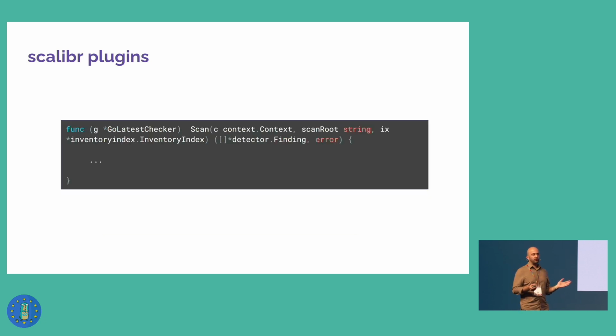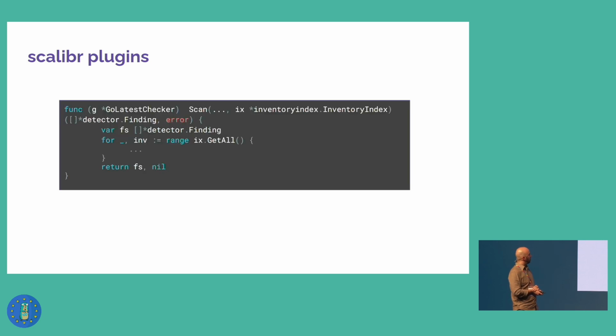Now, scan is the most interesting method. It's very simple. To be honest, the hardest thing for me here was to actually present it in a clean way. So I'll just try expanding this function as we go. So what do we do? First, we create some findings that we're going to return at the end, and then we're going to range through all inventories in the inventory index. That's why we use the method getAll. Give me all inventories.